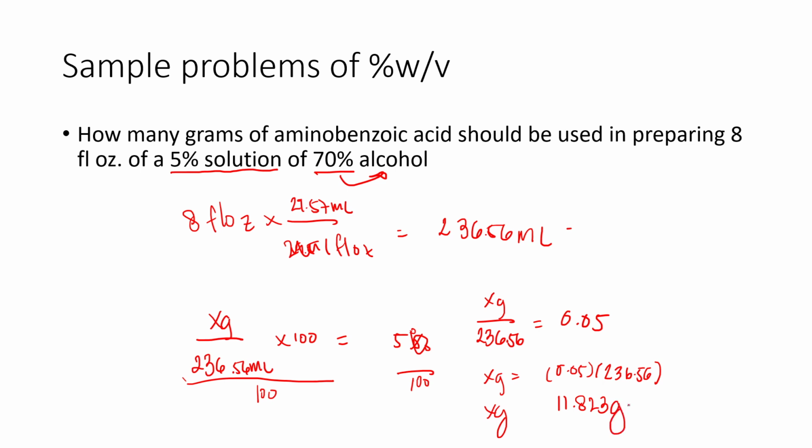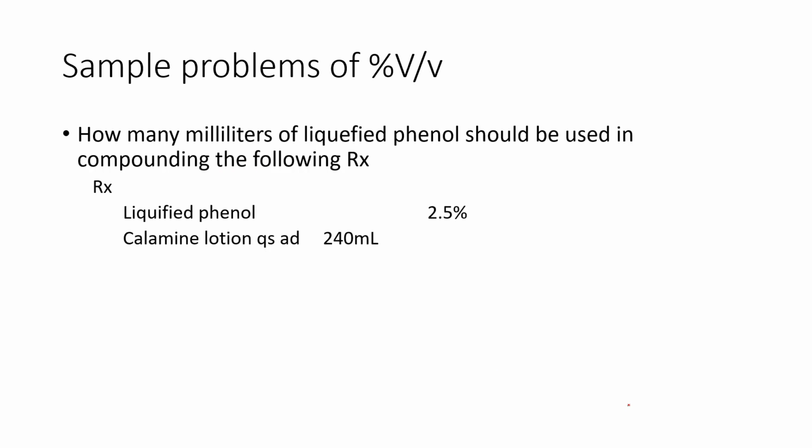Okay, so that is your samples of percent weight in volume. Let's move on to percent volume in volume. In percent volume in volume, don't get confused about which one is the active and which one is the total solution. That is the only place you can make a mistake, because both are in ml. So like in this problem, how many milliliters of liquefied phenol should be used in preparing the following prescription? Liquefied phenol 2.5%, calamine lotion QS add 240 ml.